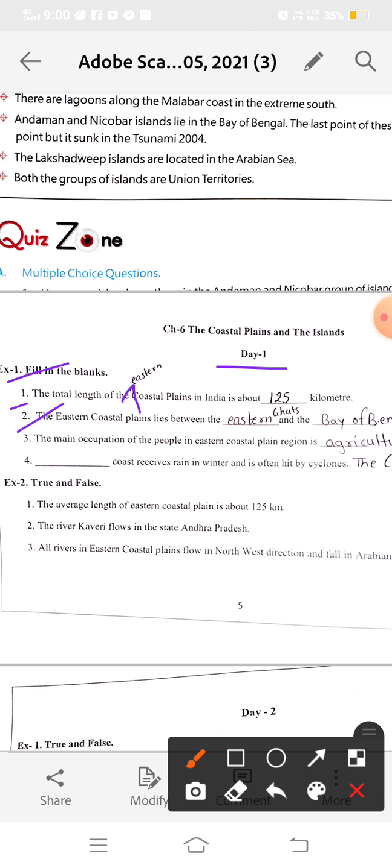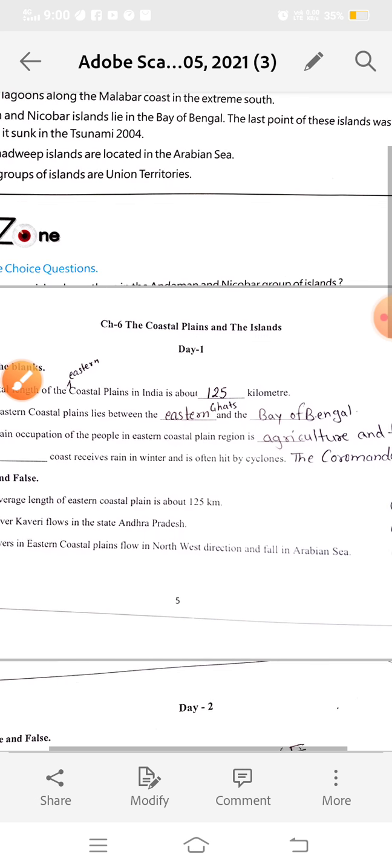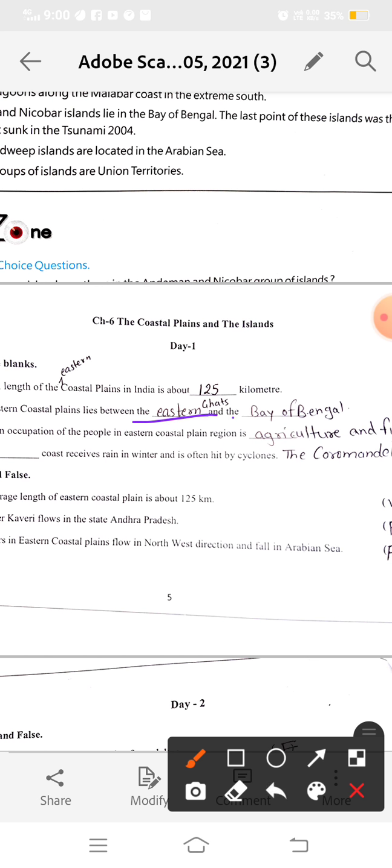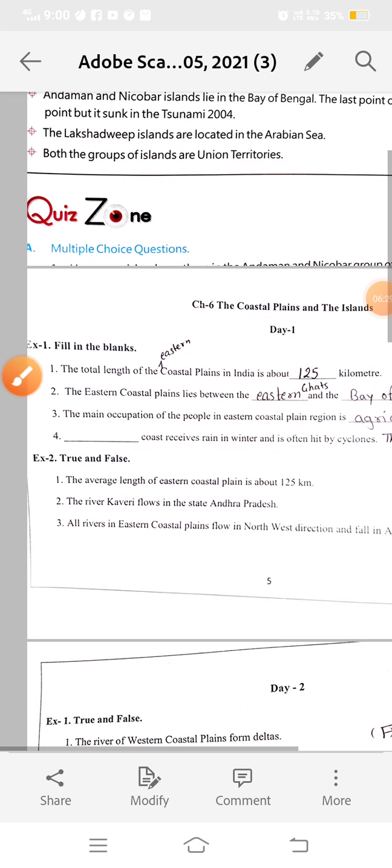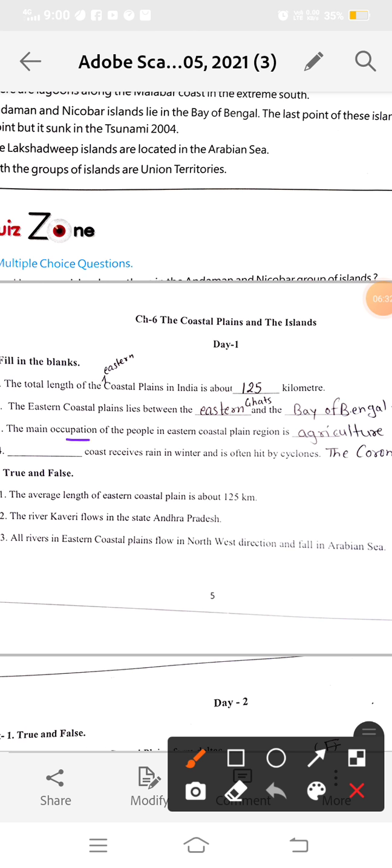Now the second: you learned that the eastern coastal plains lie between the Eastern Ghats and the Bay of Bengal. So right here, Eastern Ghats and Bay of Bengal. Now the next is: the main occupation of the people in the eastern coastal plain region is agriculture and fishing.